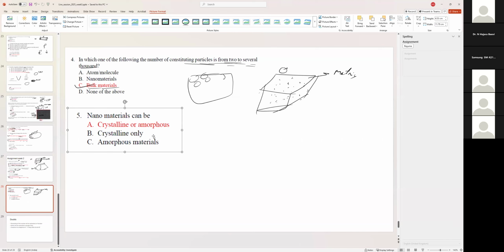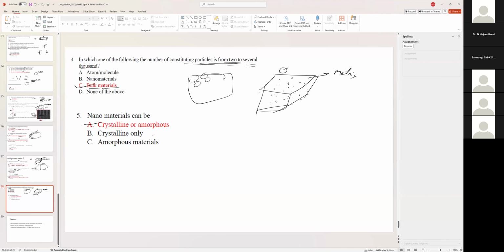Nanomaterials can be crystalline or amorphous. They have a defined crystal structure, they are crystalline, or they are randomly arranged. They can be amorphous. For example, nanoglass, which is nano-sized glassy particles.